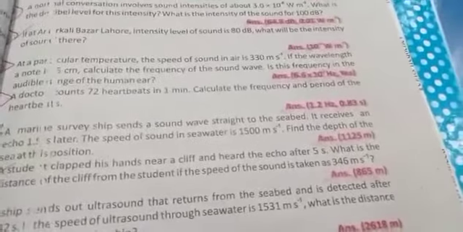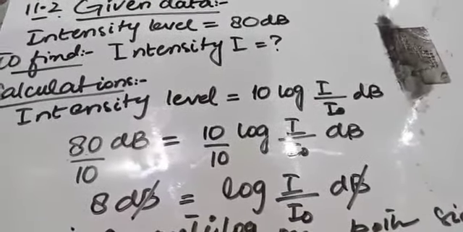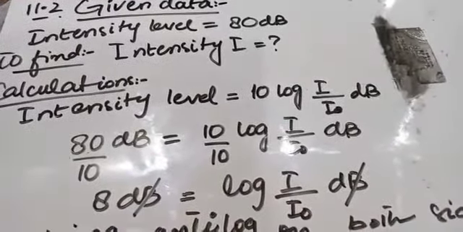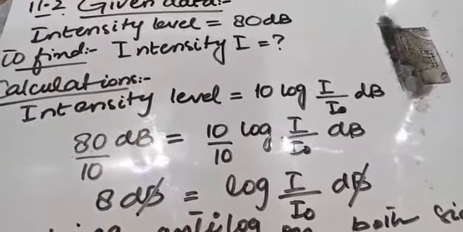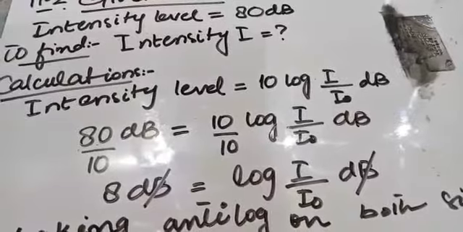The second question is: if at Anarkali Bazaar, Lahore, intensity level of sound is 80 decibel, what will be the intensity of sound there? Here the intensity level is given. We have to calculate the intensity of sound. This question has the same solution as the second part of question number 1. Intensity level is given, 80 decibel. We have to find the intensity.